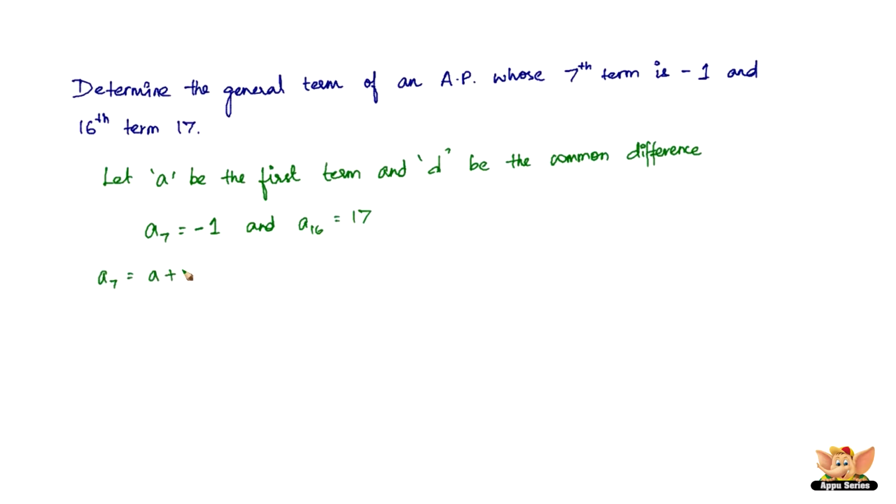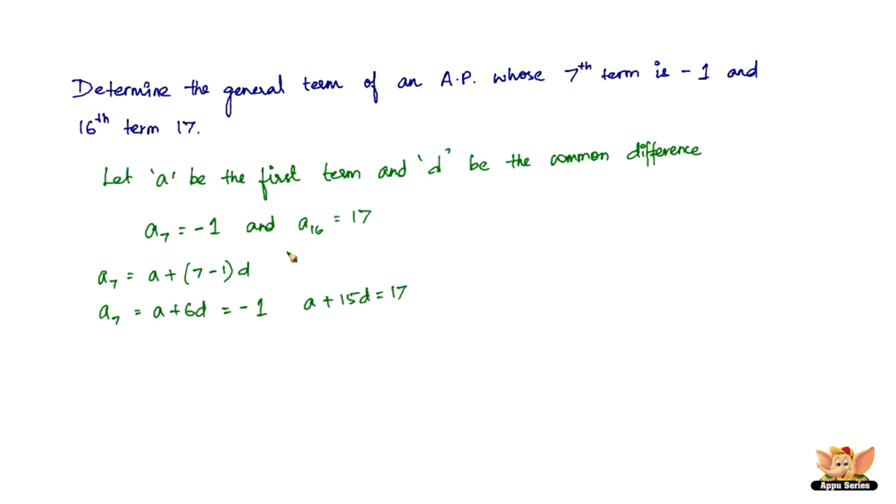A7 equals A plus 7 minus 1 into D, that is the general term. So we have A7 equals A plus 6D. So A plus 6D is nothing but -1. And similarly, A16 is nothing but A plus 15D equals 17.